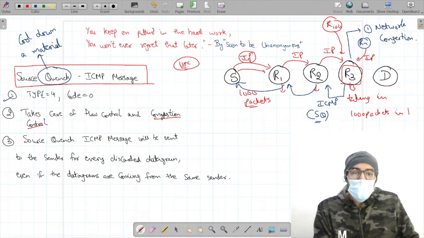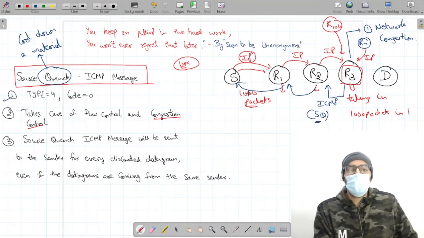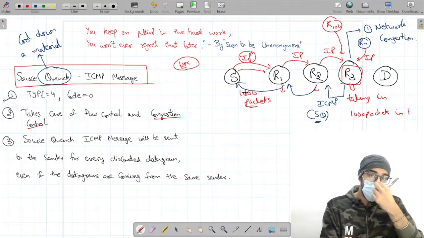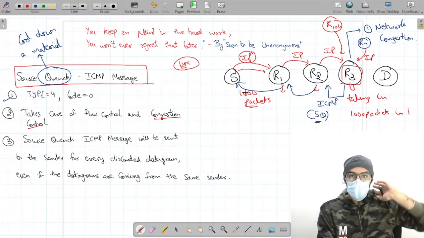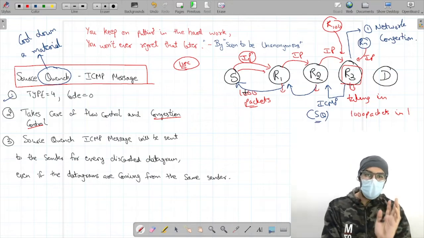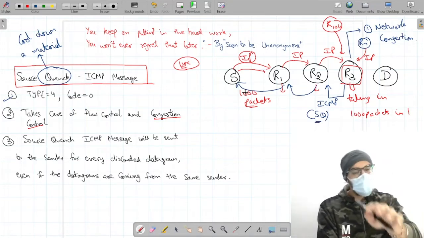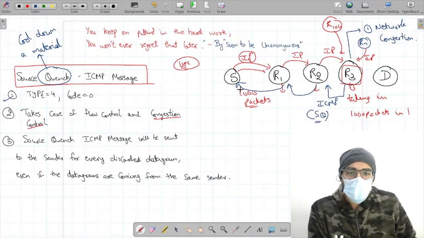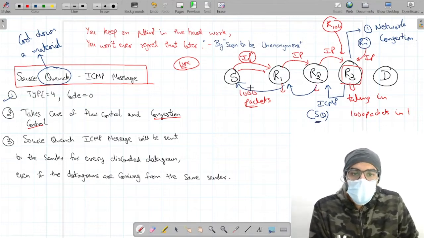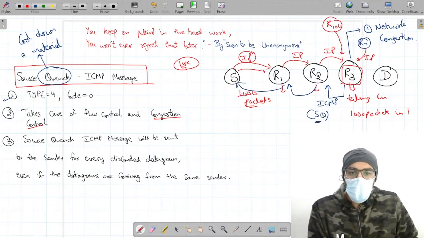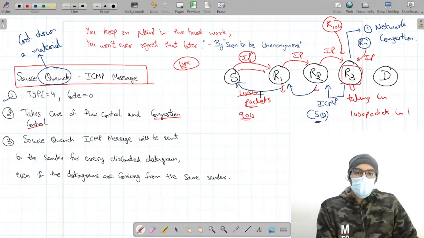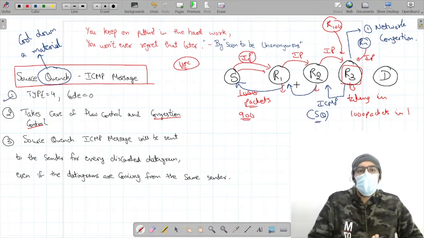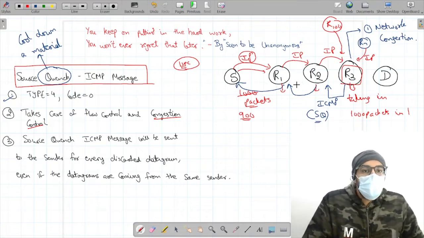How is it taking care? Once router R3 sends an ICMP message that there is a source quench, you need to quench your sending of the packets. You need to cool down, bro. Cool down, sender S. Slow down your pace of sending me the packets. So sender S is now going to decrease the speed of sending packets. Let's say now the packet speed is 900. Because of this, the number of packets sent at each node will decrease. So can we say that there would be a decreased amount of congestion in the complete network?